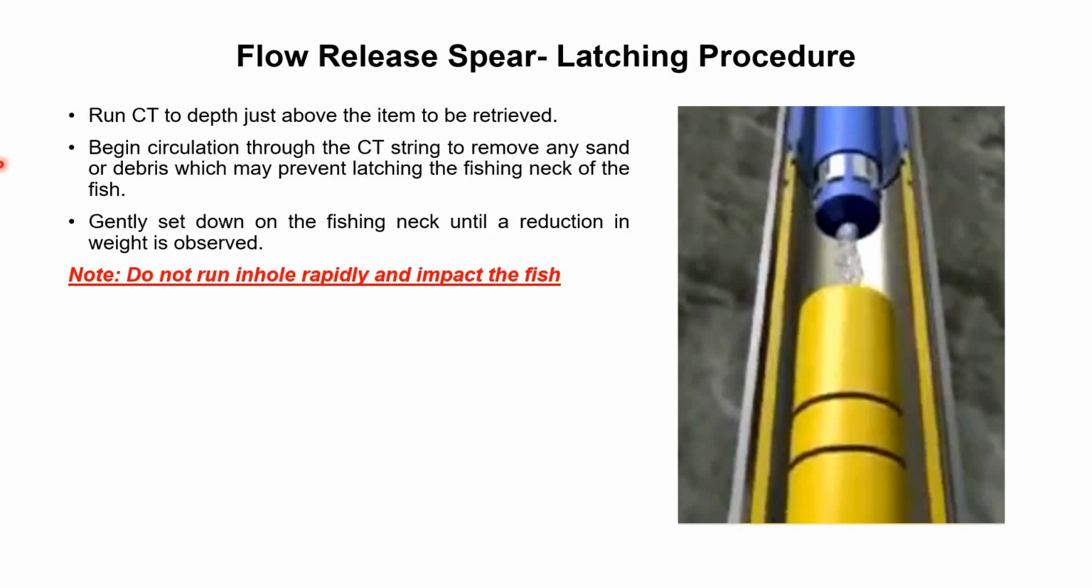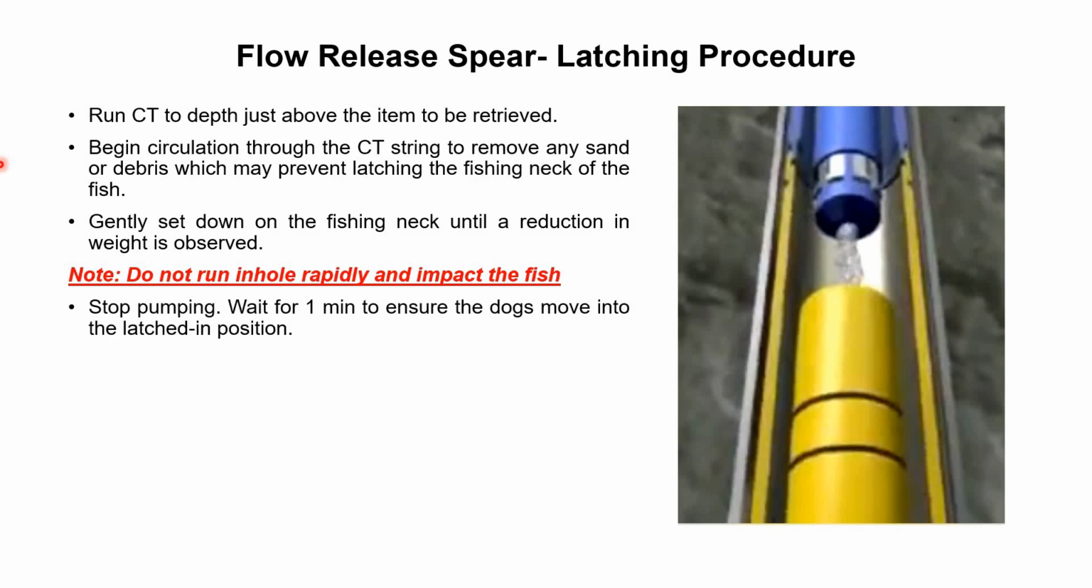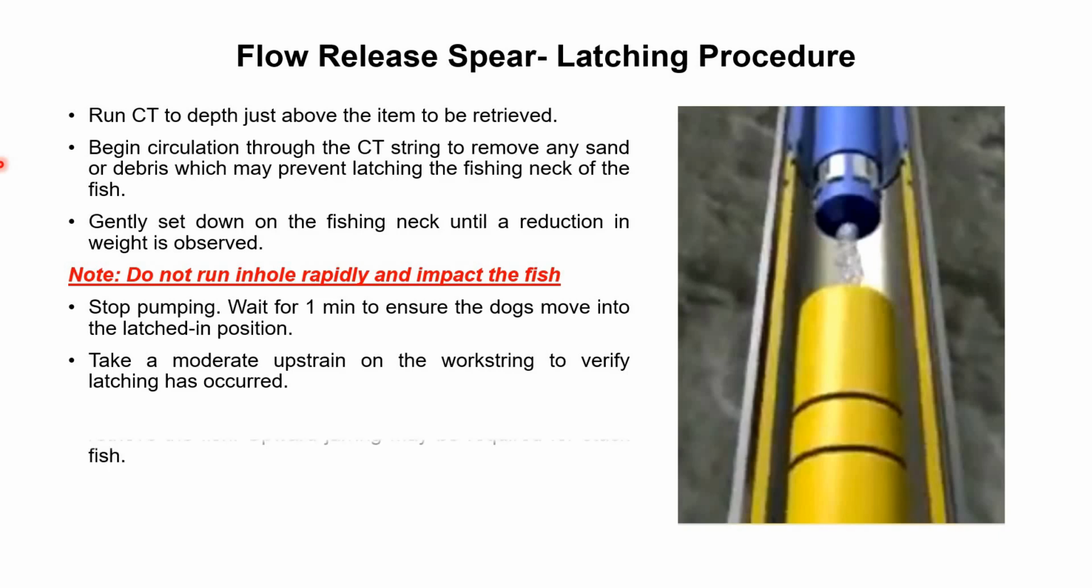Then gently set down on the fish neck until a reduction in weight is observed. Do not run in hole rapidly and impact the fish. When latching the fish, run slowly at minimum speed. Stop pumping and wait for 1 minute to ensure that the dogs move into the latched position. Take a moderate upstrain on the work string to verify latching has occurred. That is, slowly pick the coil, and if there is an overpull, it means the fish has been latched.